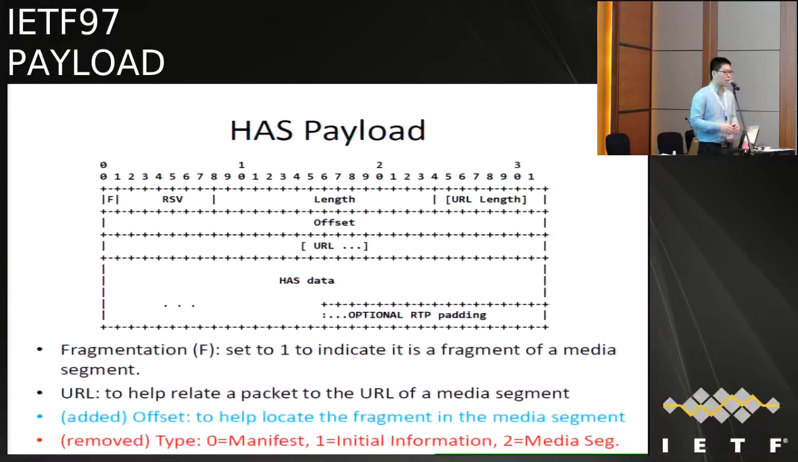There used to be a type field to indicate whether this is a manifest file or initial segments of DASH or HLS, but we don't want to multiplex those kinds of information into one stream. So we leave out the manifest and initial information for the architecture to address. This format is just for the media segments extracted in the stream.